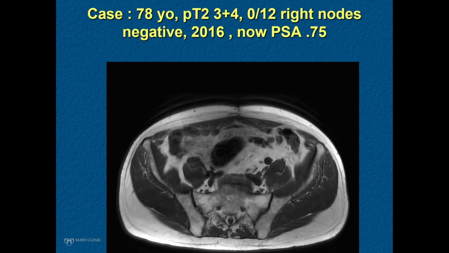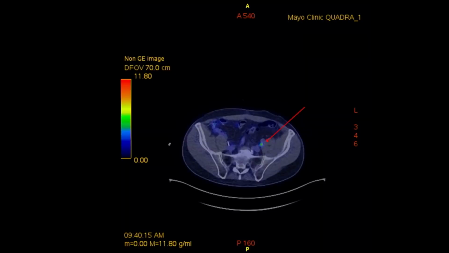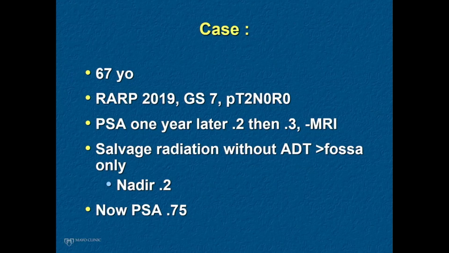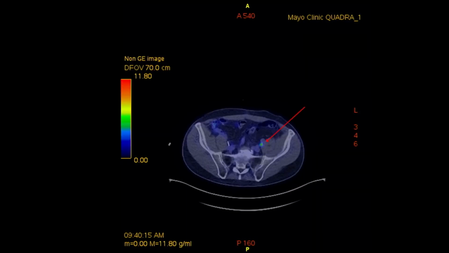Another case, a 78-year-old, T2, Gleason 3+4, 0 of 12 nodes, all negative. This was in 2016. I recently saw him about a year ago, and you can see here his PSA is 0.75. If you look closely at this MRI, you'll see actually a little node here that, by conventional imaging, the radiology report would have read as a negative scan. And then here's the PET scan showing an isolated pelvic node. And this was actually radiated.